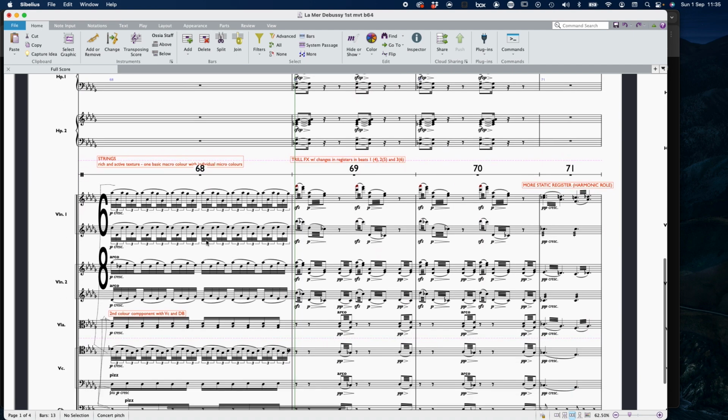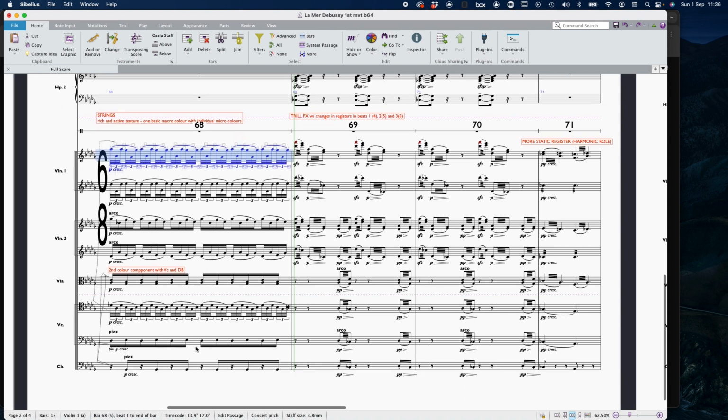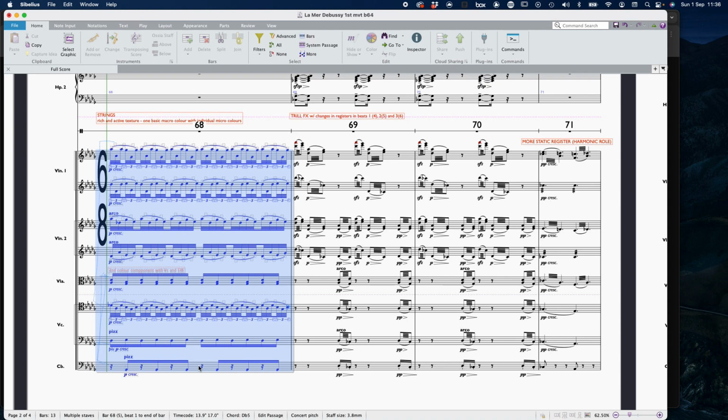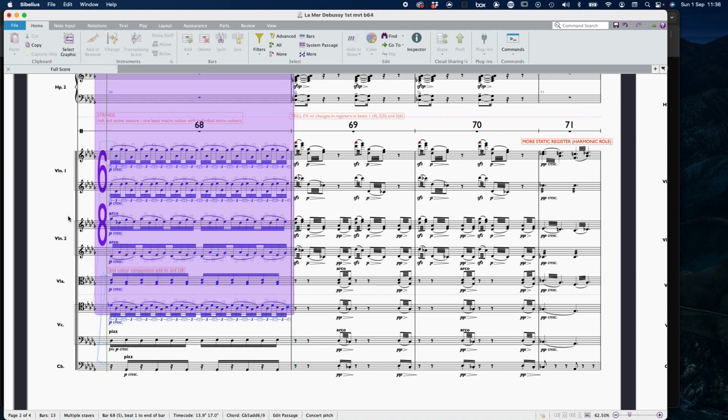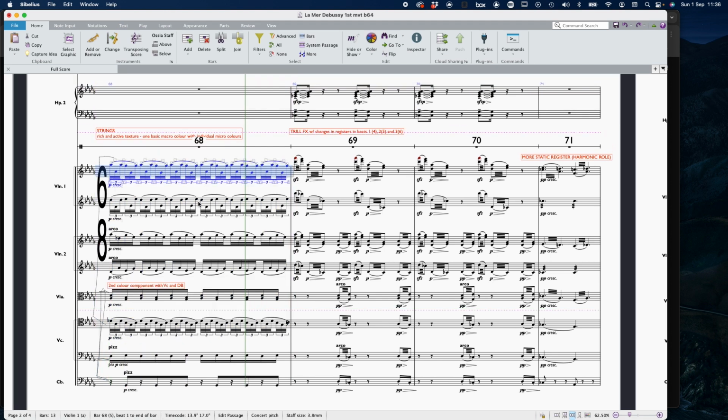We've then got strings, which are in this sort of rich and active textures, one basic macro colour. So in other words, all of that combined is this. In fact, you could even argue that the macro colour is without any of the pizzicato at all, and it's just this upper bit. Like that. Just for that little bar. So the micro colours are these individual little bits here.